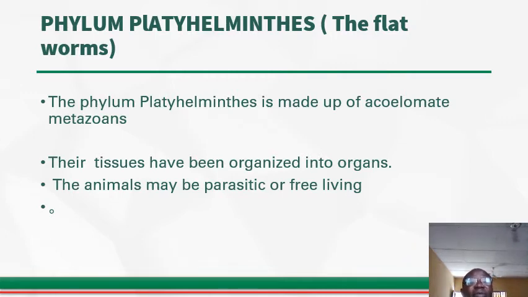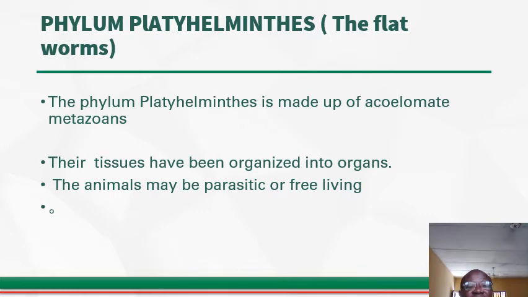Then we now also look at the phylum Platyhelminths, and this phylum includes the flatworms. We call them the flatworms. And the Platyhelminths are made up of acoelomate metazoans. That is, they do not have holes in between the cells, and their tissues have been organized into organs. The Cnidaria do not have tissue organs at all, but this particular phylum, the Platyhelminths, have organs. Their tissues are organized into organs.